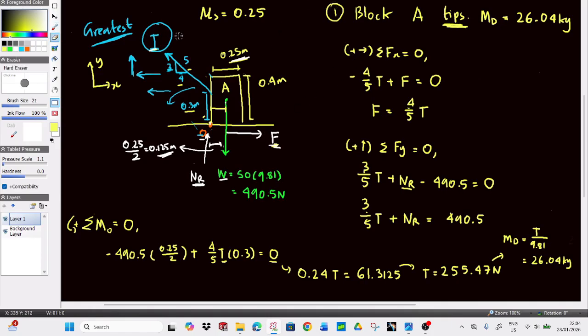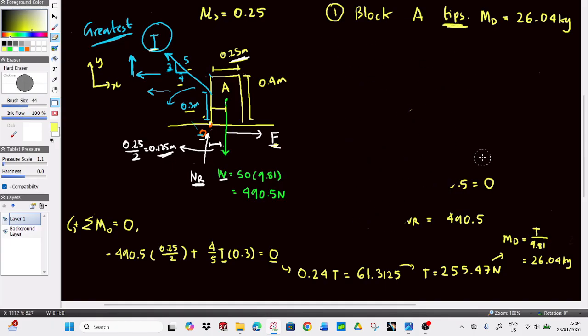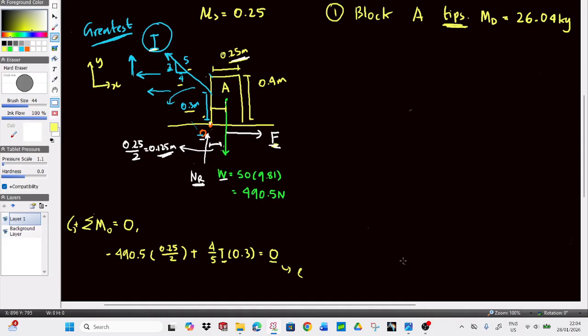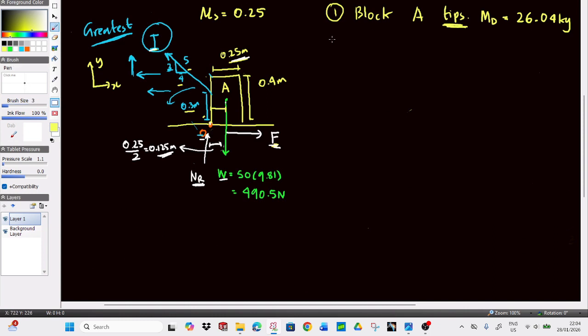Now, if we are considering the second assumption, which is when block A would slip, let me just remodel the diagram a little bit. So we are considering the second assumption where block A slips. That means your F, your frictional force, is the maximum frictional force, which in this case is equivalent to 0.25 NR.